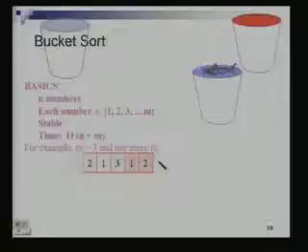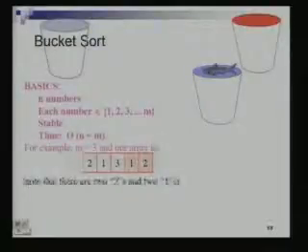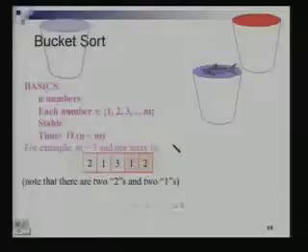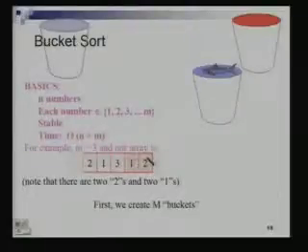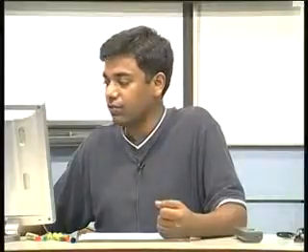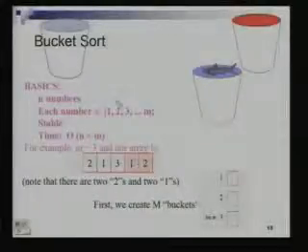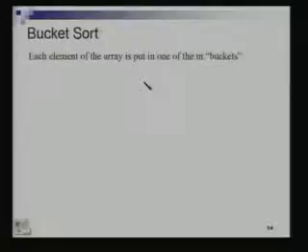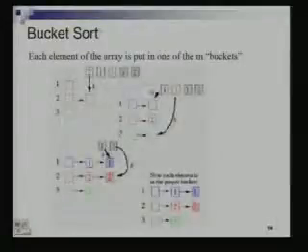Suppose this is my collection of numbers 2, 1, 3, 1, 2. So m is 3, because you can see the numbers are in the range 1, 2, 3. There are two 2s and two 1s. First we are going to create m buckets, and you can understand what you will do in each bucket: just take a number and throw it in the appropriate bucket. So we have these 3 buckets, one corresponding to each possible value in this range, and each element of the array is put in one of the m buckets.